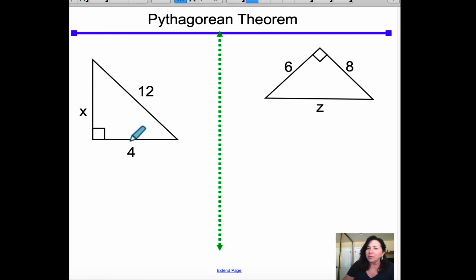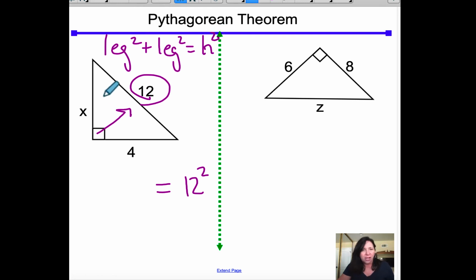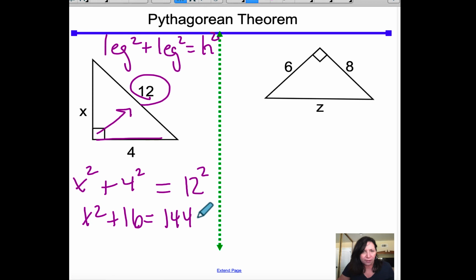So hopefully you were able to spend some time on this first problem. What you need to remember is to isolate the hypotenuse. We know 12 is the hypotenuse because it's opposite the right angle. However you set up your equation, the hypotenuse has to be on its own side. We've got a squared plus b squared equals c squared: leg squared plus leg squared equals hypotenuse squared. My first leg is x, and we're going to square that. My second leg is 4, and we square that. So we have x squared plus 16 equals 144.